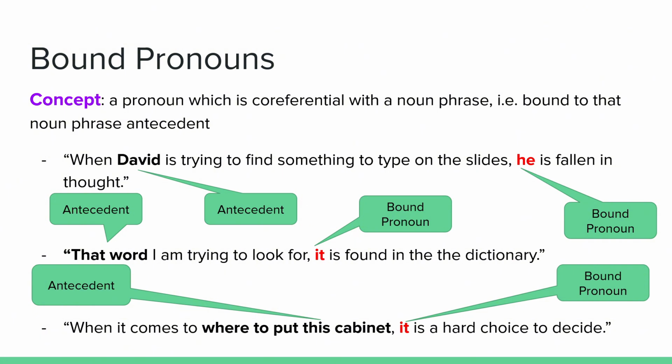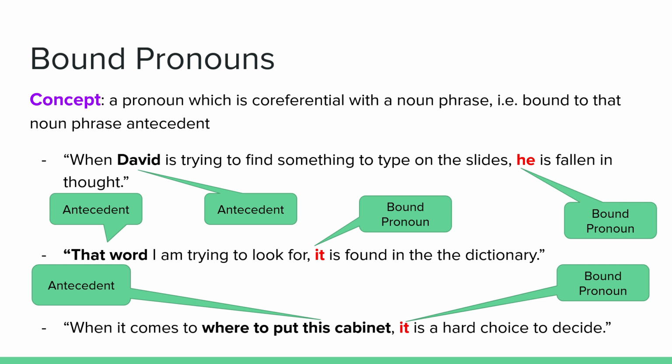The second sentence, that word I'm trying to look for, it is found in the dictionary. So the noun phrase that word is the antecedent, and it is a pronoun. Because the pronoun it is referring back to the noun phrase that word, it is sort of bound to that noun phrase that word. So we call the pronoun it a bound pronoun.